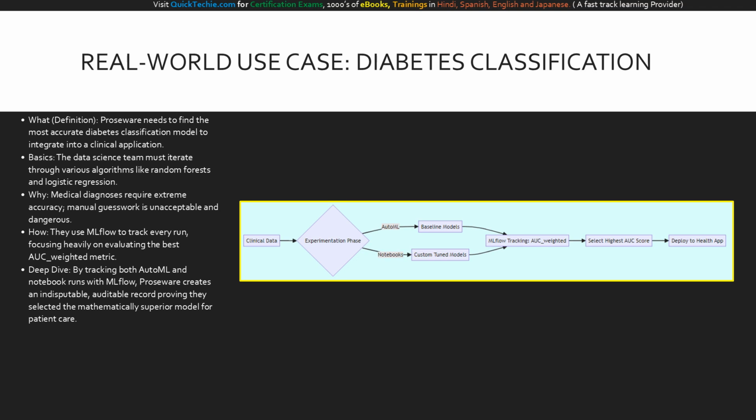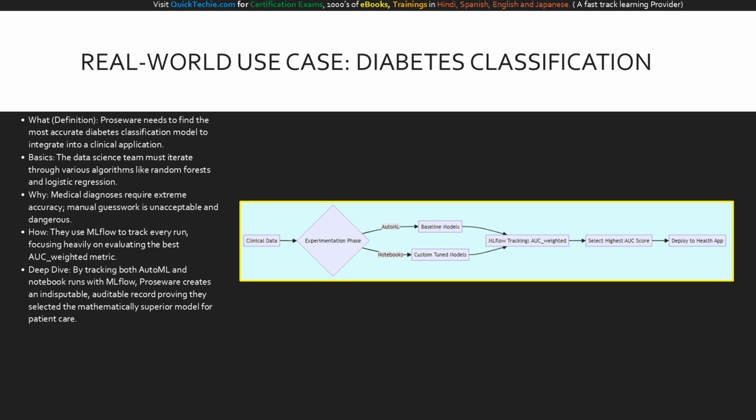Let's tie everything together with a critical real-world use case. Proseware, a healthcare startup, needs to find the absolute best diabetes classification model to assist doctors in their web application. In the medical field, manual guesswork is unacceptable. The data science team needs to rigorously test dozens of algorithms. They set up an MLflow experiment. First, they run AutoML to get a strong baseline.